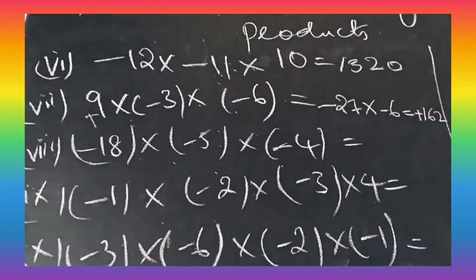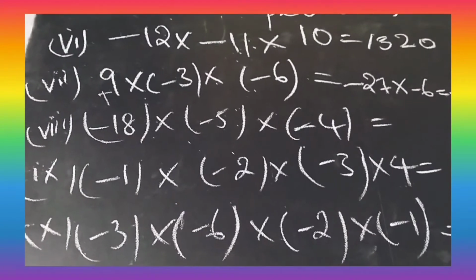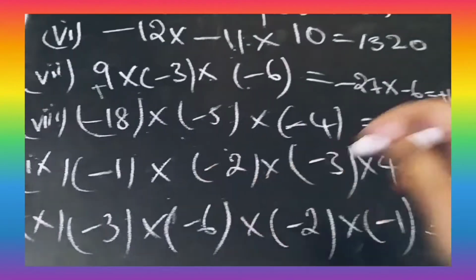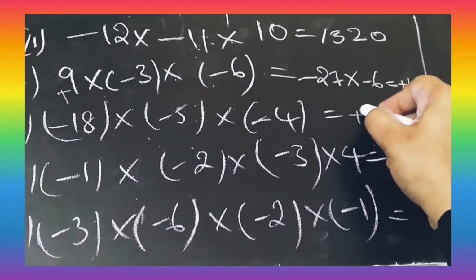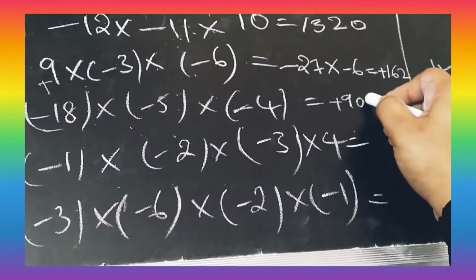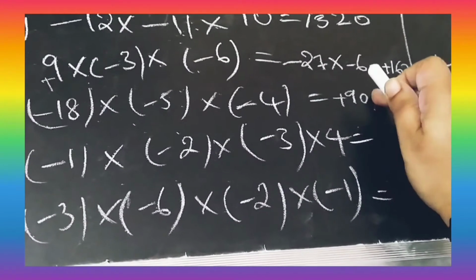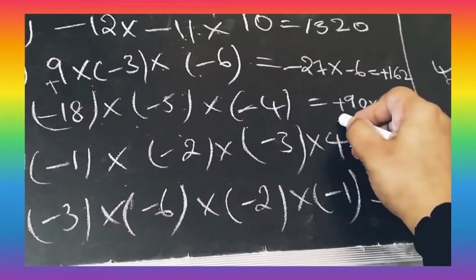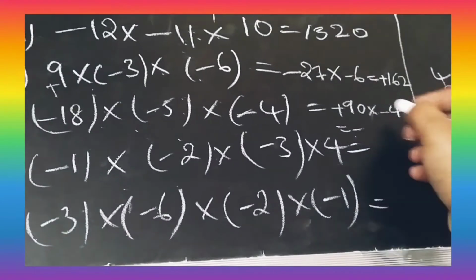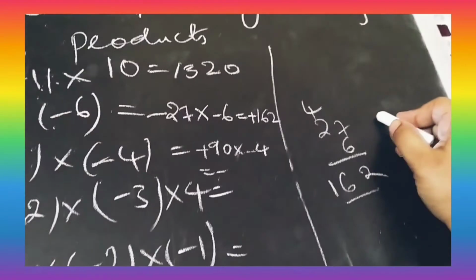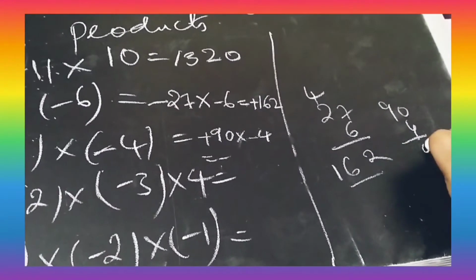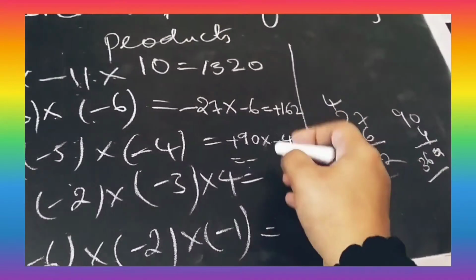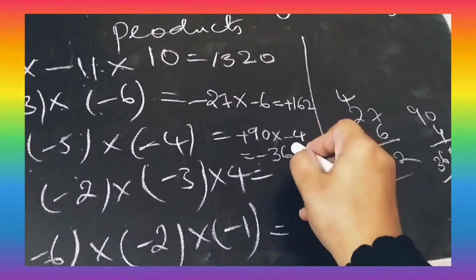Next one, the eighth one. What is minus 18 into minus 5? Again minus into minus is plus. 18 fives means 90. Plus 90, we'll write here plus 90, into minus 4. What is plus 90 into minus 4? Again plus into minus is minus. 90 into 4, we have to do 9 fours now. 4 zeros are 0, 4 nines are 36. So the answer here is minus 360.